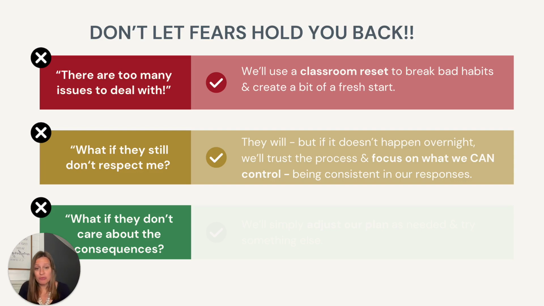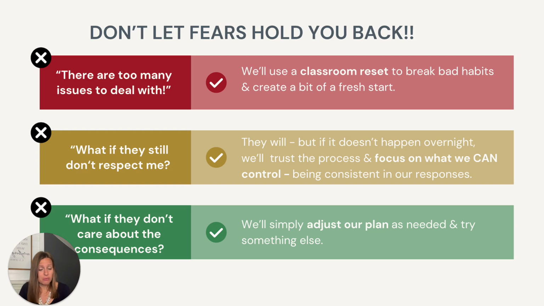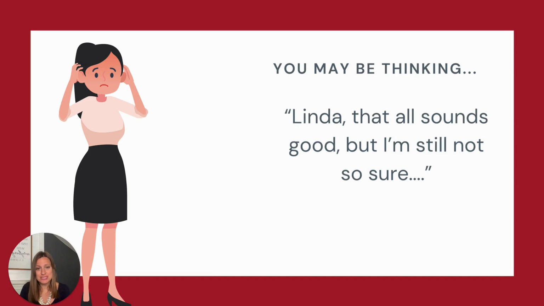So if it doesn't happen overnight, we're going to trust the process. We're going to focus on what we can control. And we're going to be consistent in our responses, which is in our control. What if they don't care about consequences? Well, we'll simply adjust our plan and try something else.